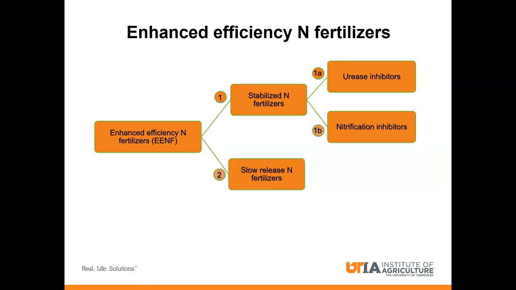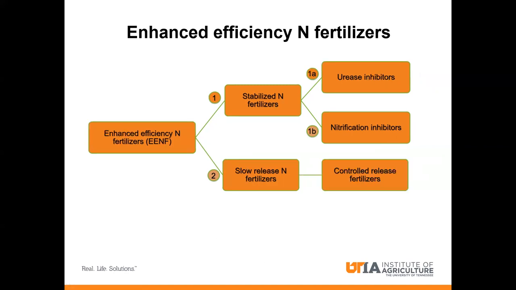Stabilized nitrogen fertilizers are categorized into two groups. We have the urease inhibitors and then the nitrification inhibitors. The urease inhibitors are products that are very reliable when controlling ammonia volatilization, and we'll talk about some of these products in subsequent slides.